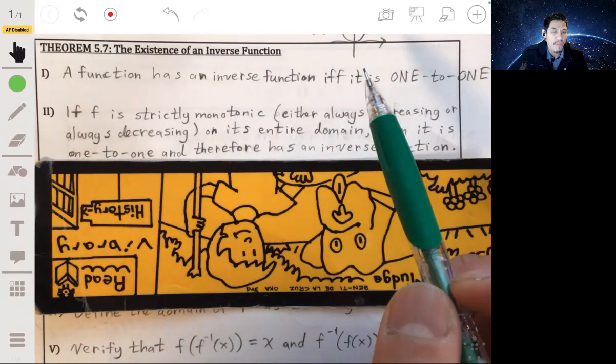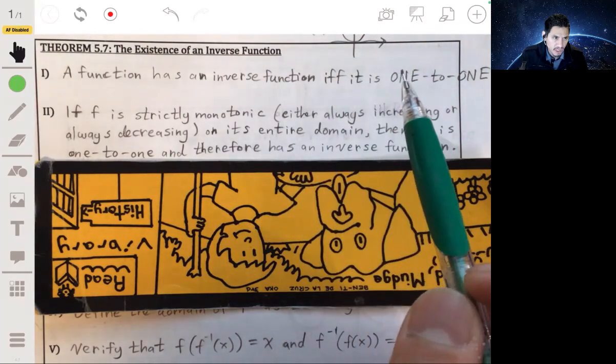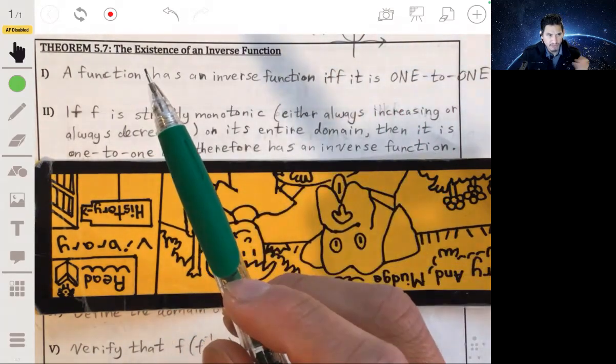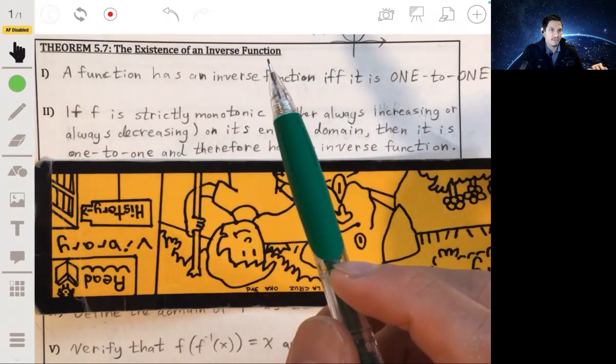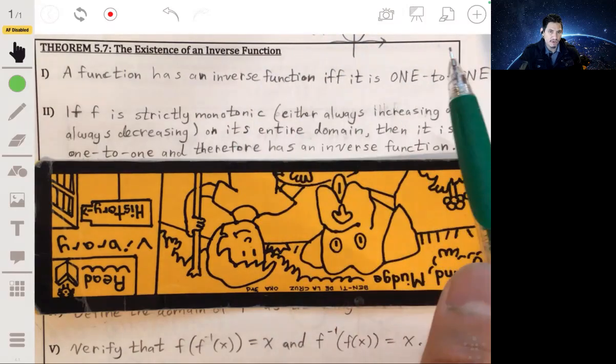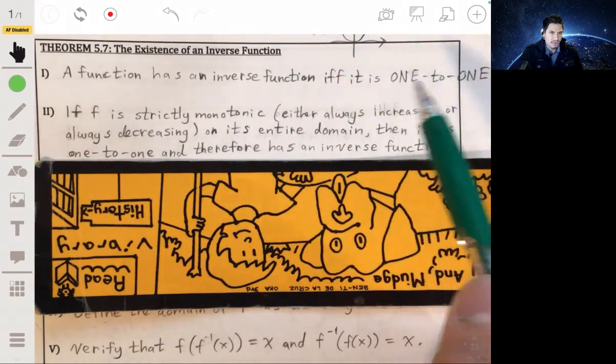Now, I want to talk in a second about what 1-to-1 means. The first thing is that we need to make sure that the function has an inverse function. How do we do that? We check to see if it's 1-to-1. But then how do we know if it's 1-to-1?